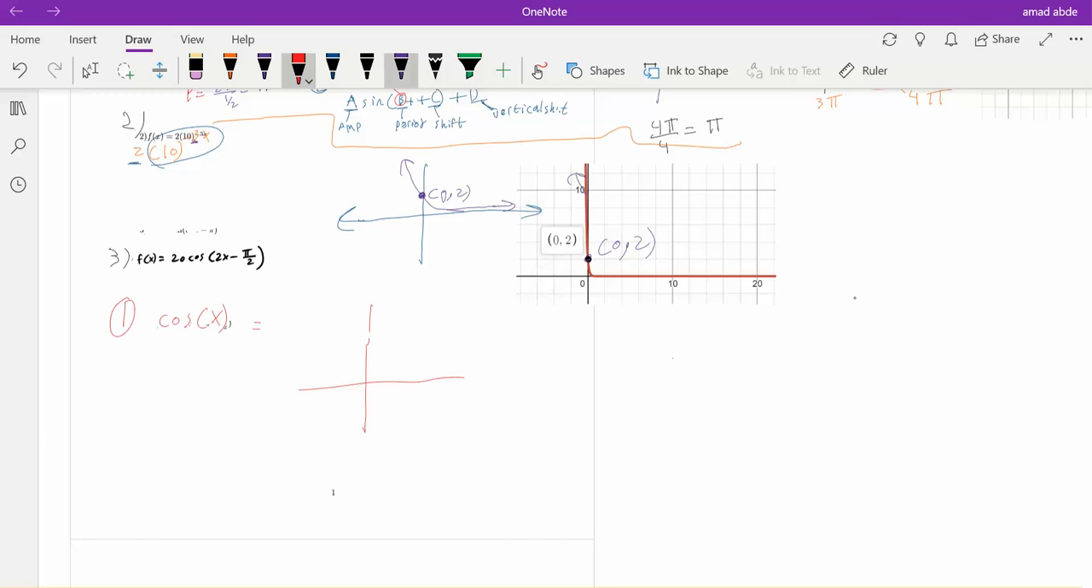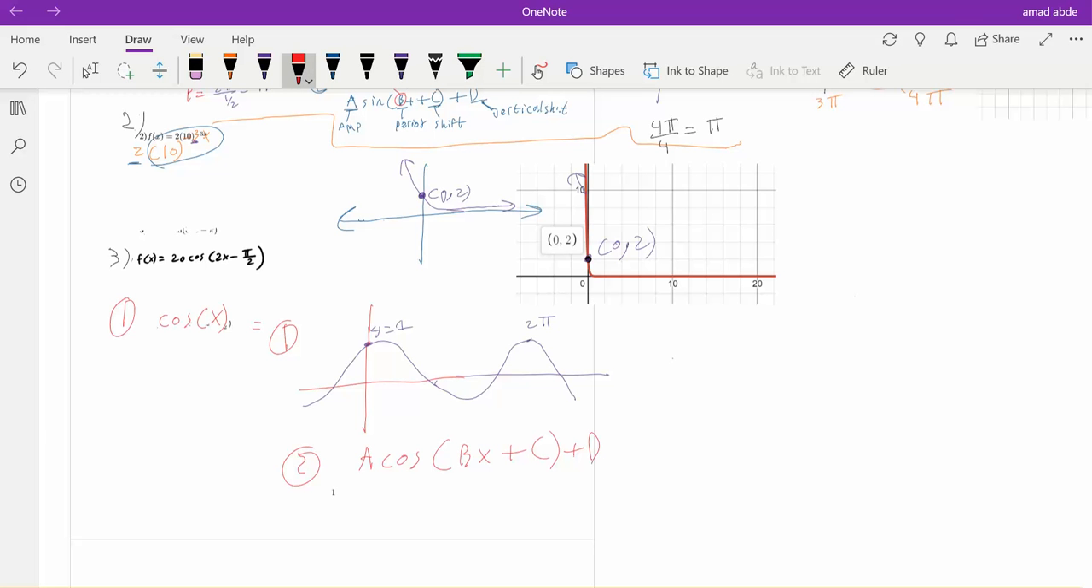It has a period of 2 pi and passes the y-axis at y equals 1. It has the general formula of a cosine of bx plus c, plus d. So let's use these facts to find how the graph of 20 cosine of 2x minus pi over 2 is going to look.